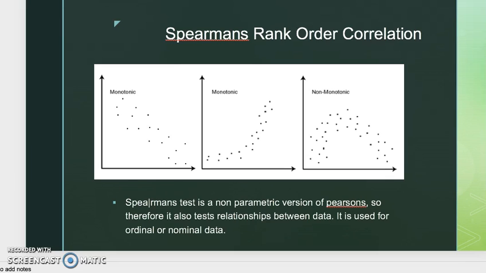Spearman's rank order correlation. Spearman's test is the non-parametric version of Pearson, so it also tests relationships between data. It's used for ordinal or nominal data. There's monotonic, which is similar to negative Pearson's, where it heads down, whereas the positive version goes up, so the data heads up towards the top corner rather than down. And non-monotonic is again where there's no relation, so it's not heading in a single direction.